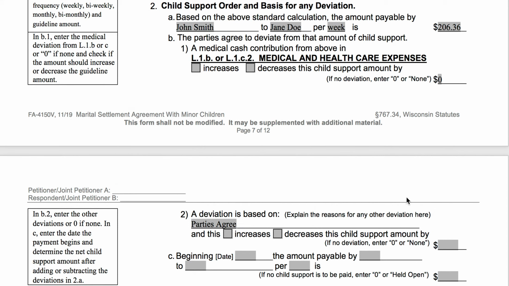But if you're in a situation where you want it to decrease, and that's what we see from most folks, you want it to be, say, 0, you would just take 206.36, that one minus that one gives us 0, which you'll write here. And this line is what your order will actually be. So here you put the date. We've talked before about dates. We tend to just put the first of the next month, but you can agree to any date that you would like. And payable from John Smith to Jane Doe, per week.